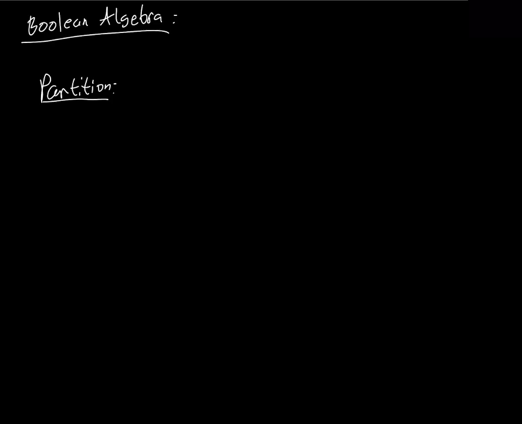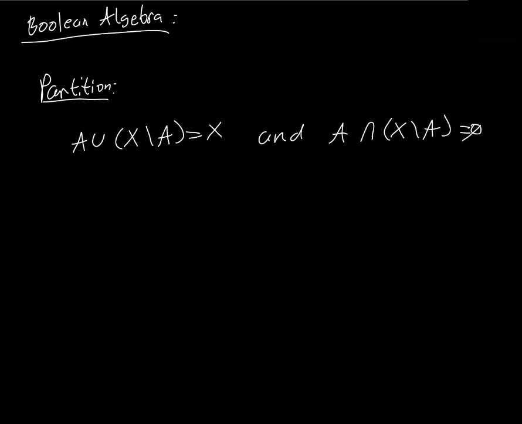So partition, this is not an axiom. This is something that we can prove. Partition states that A union (X intersect A) is equal to X, and A intersect (X \ A) is equal to the empty set. So typically in a Boolean algebra, we're considering X to be our universal playground, and A and B to be sets within that universal playground. This is pretty simple, right?